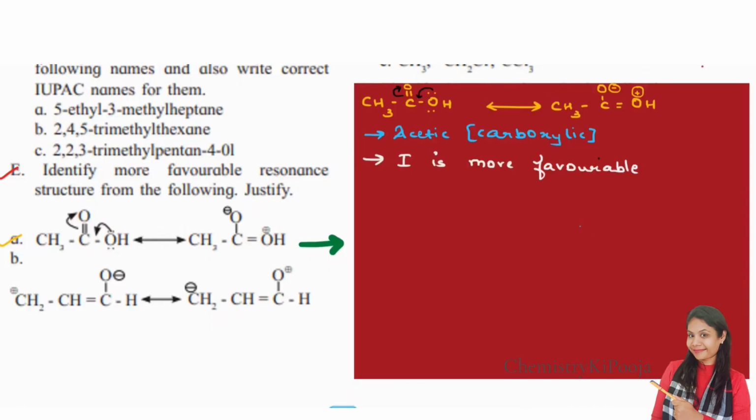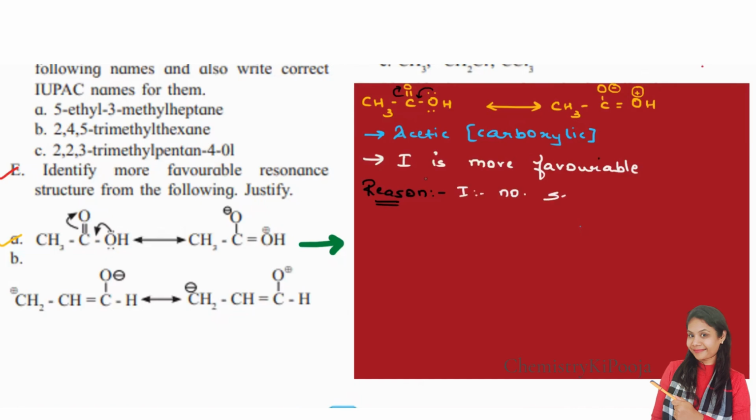Now, why is it so? Very, very simple and very important point I'm going to explain now. Always remember, whenever there is a separation of opposite charge, I mean to say, if I look into the left-hand side structure, there is a presence of carbon double bond oxygen and carbon single bond OH group, right? So there is basically no opposite charge present. So there is no separation of charges in structure 1.